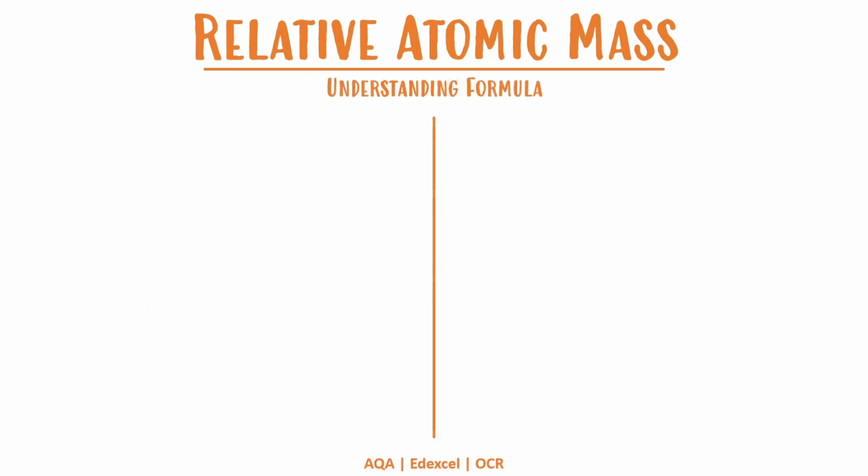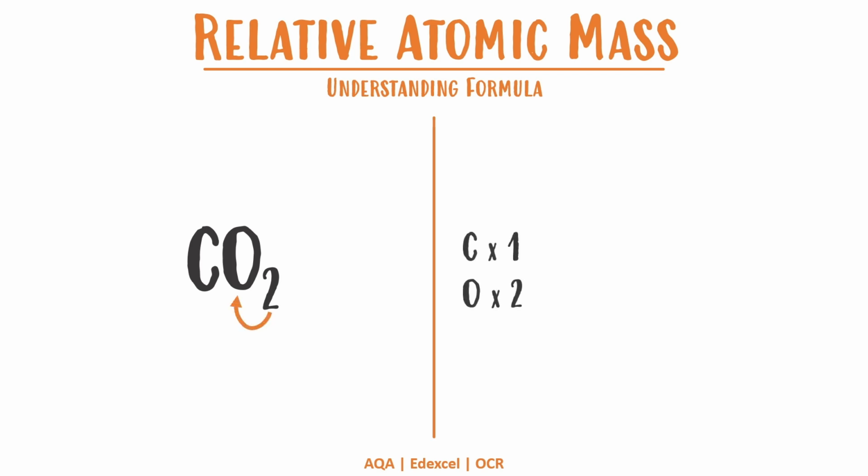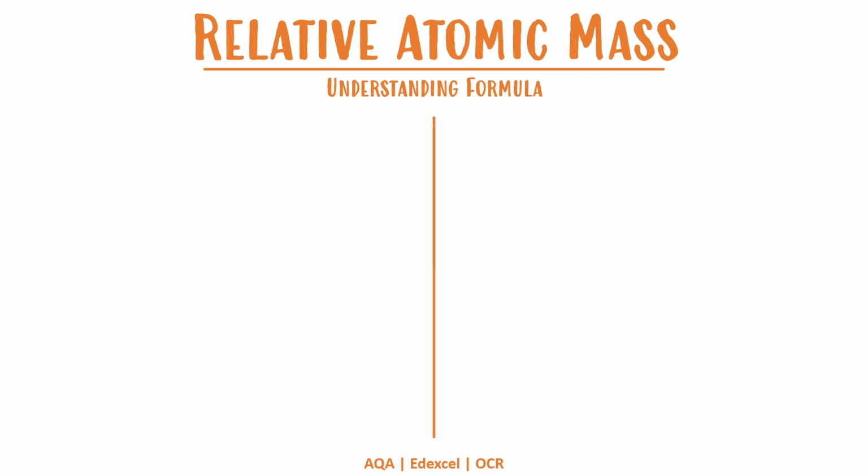Okay, let's build on that. We need to also understand formula. So here's chlorine, Cl2. All this means is we have two chlorines. Another example, we have carbon dioxide, CO2, and again the small number only applies to the element in front of it. We have one carbon and two oxygens.